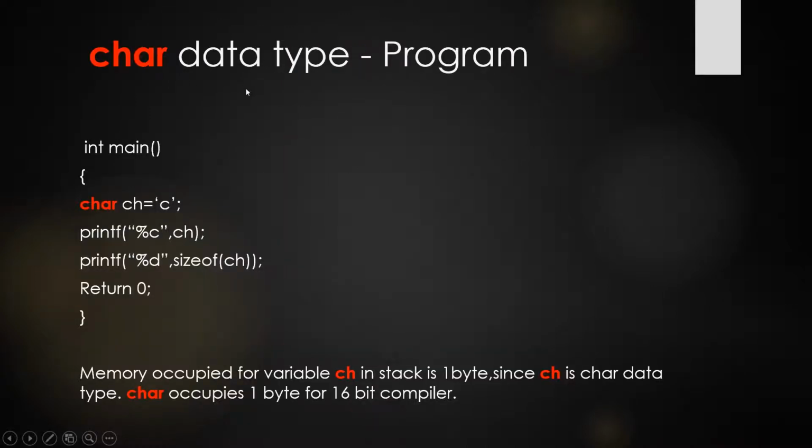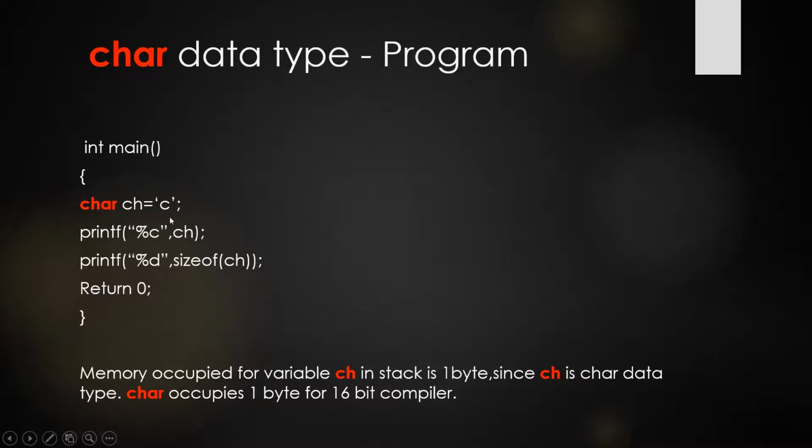Example program of a char data type. Here in the main, I have written code with open braces, and I am using the char data type and variable ch equal to 'c'. Since it's a char, I am using single quotes here. I am printing this character ch and printing the size of the character as well.